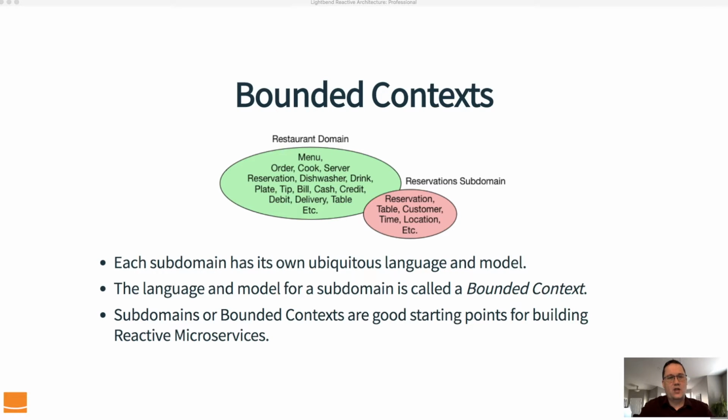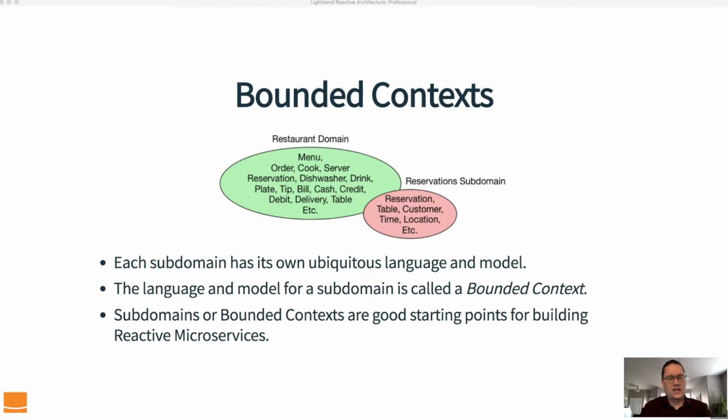And so as a result, we can say that the model of a customer in reservations is probably not the same as a model of a customer in other parts of the business. So this is your bounded context. It's the combination of the model and ubiquitous language.